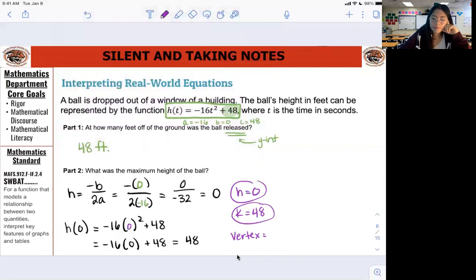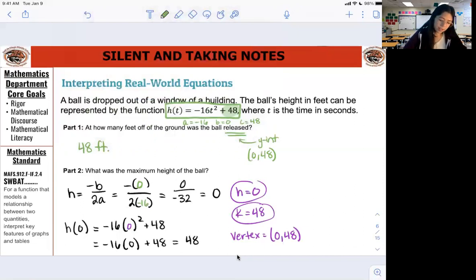Our vertex is at the origin? Not at the origin, no. On the y-axis? Yes, on the y-axis. It's the y-intercept. So the y-intercept is (0, 48), and the vertex is also (0, 48).